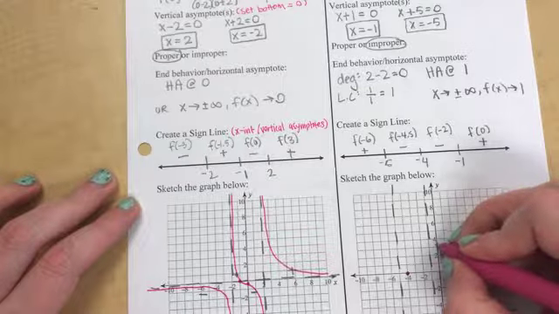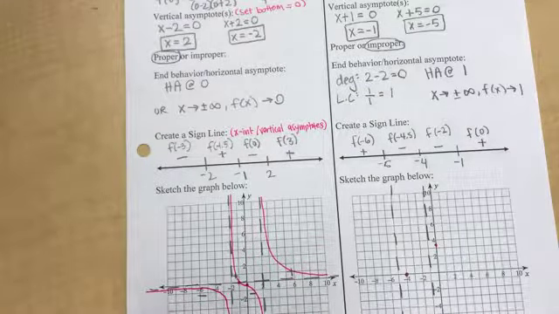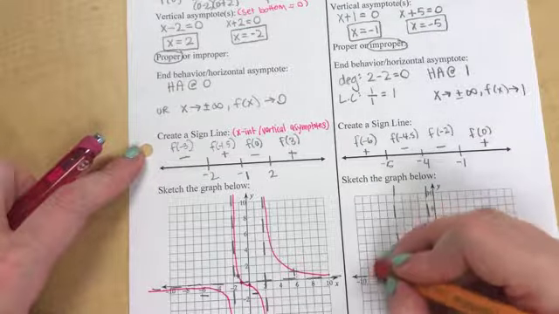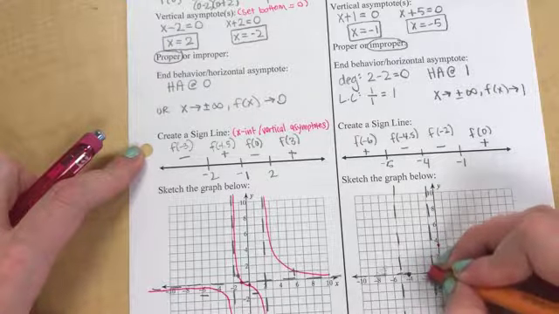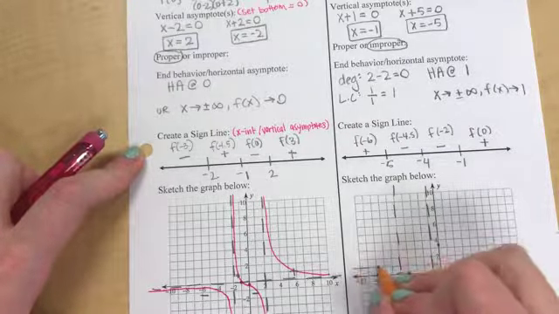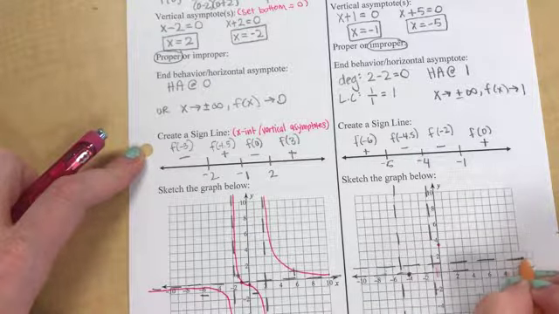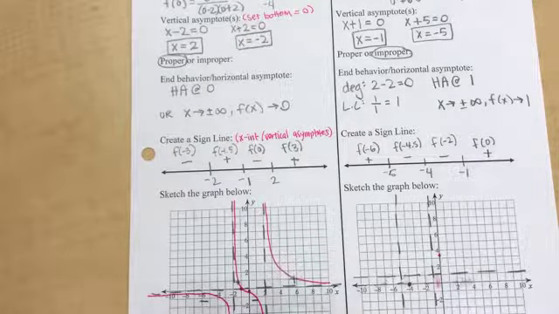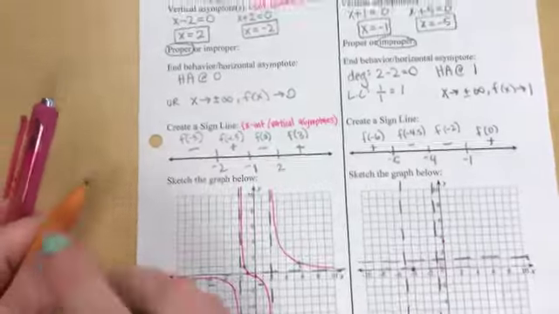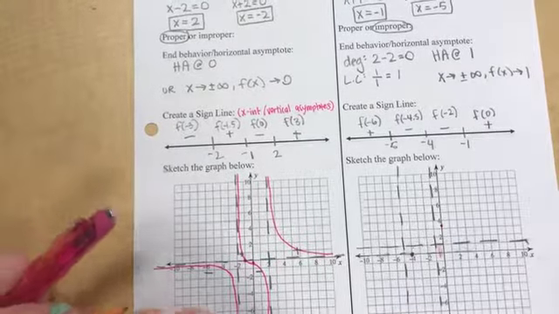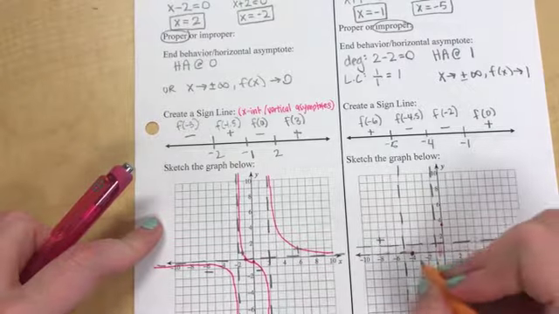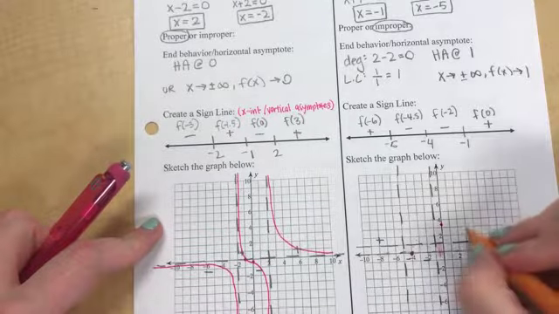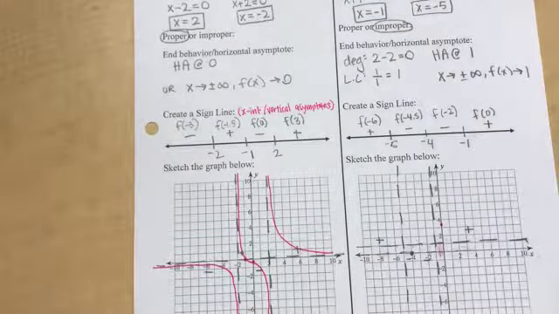So when I put this onto the graph, I have my horizontal asymptote, it's at 1. My graph is positive when x is less than negative 5, negative between negative 5 and negative 4, negative between negative 4 and negative 1, positive when x is bigger than negative 1.